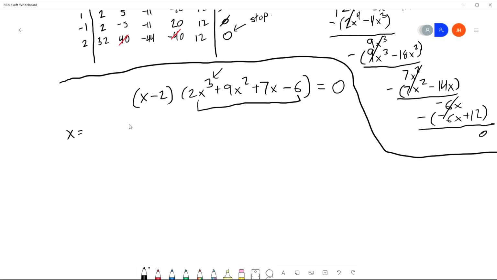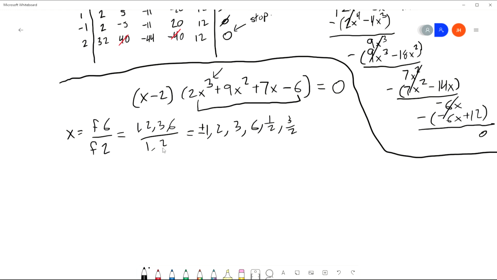x is equal to the factors of 6 over the factors of 2. That is 1, 2, 3, 6 over 1 and 2. That is 1, 2, 3, 6 plus or minus, and 1 over 2. 2 over 2 is 1, we already have that. 3 over 2. And 6 over 2, which is 3, we already have that. All right, time to test them, y'all.